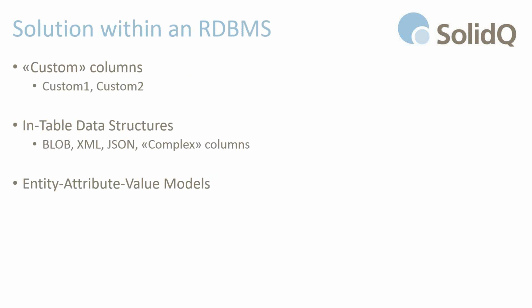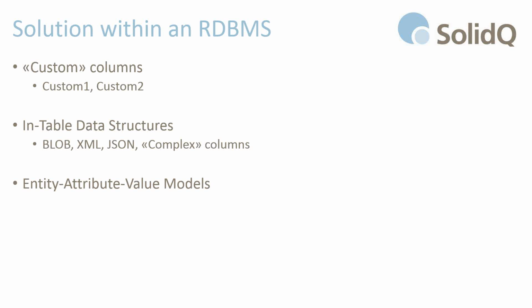And there are several solutions that people always use within a relational database system. There is the typical solution of simply adding custom columns, let's say custom column 1, custom column 2, with the most generic data type you can use, like a string, and that's it. Or there are some more sophisticated solutions that came out in the last years with the improvement of relational database systems, where we can store, for example, XML or JSON, or other complex columns, like columns that we create using a .NET data type.